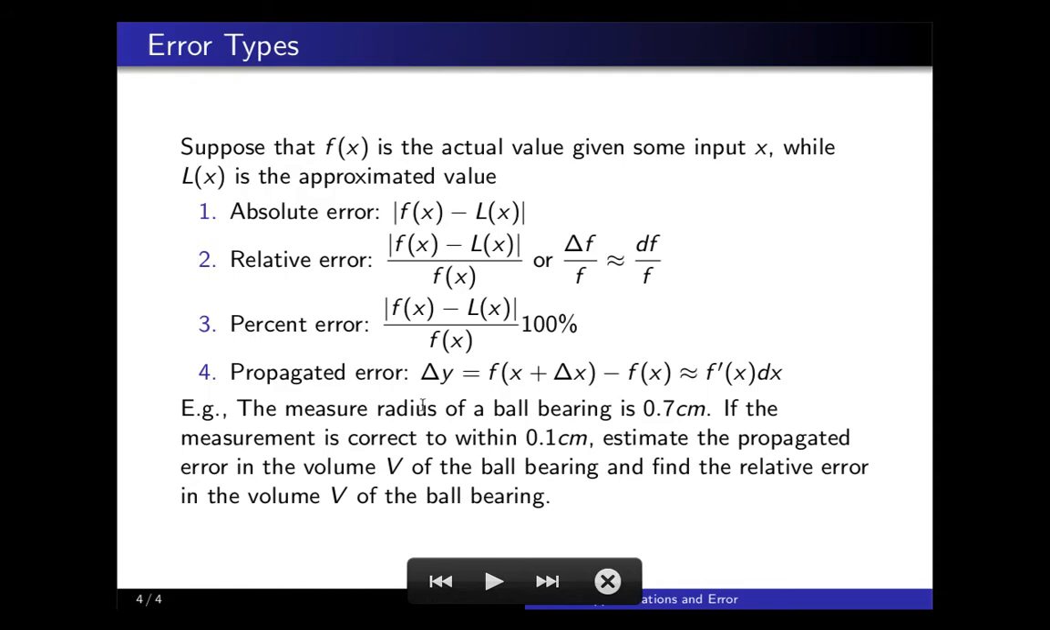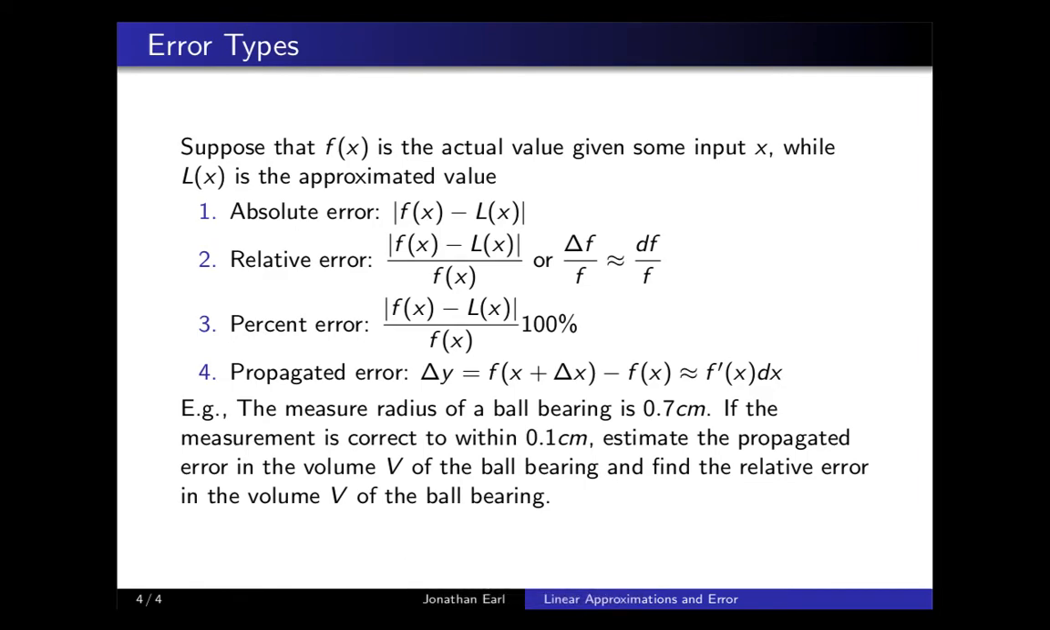And then there's the propagated error, which is kind of what we were just looking at. The exact change in the y values is the exact difference in the outputs from changing the input a little bit. And as we just said, that's approximately the differential, so f prime of x times the change in the input.